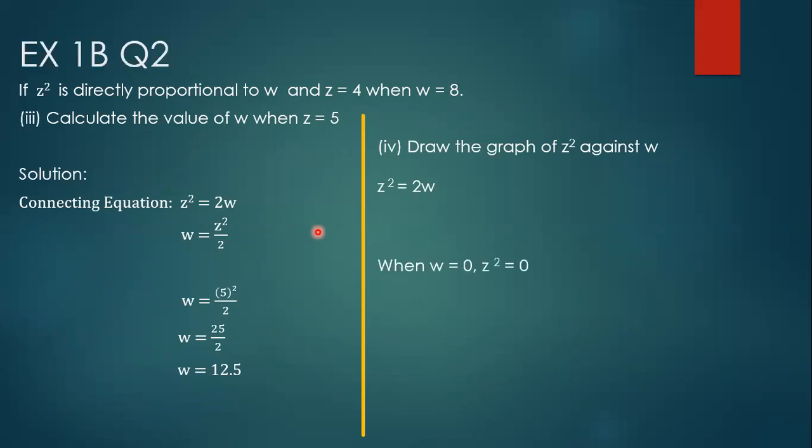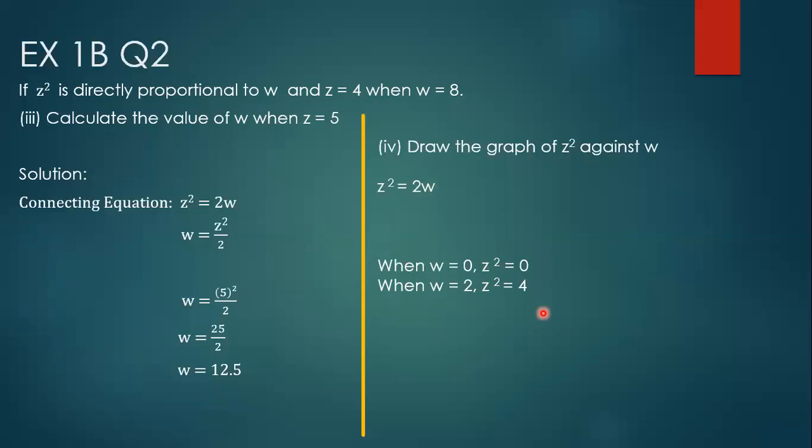So we have to take two values. Remember, direct proportion graph is always a straight line. So you can take any values of your choice and then you can draw the graph accordingly. But we are starting from 0. So if you replace w with 0, 0 multiplied by 2 is 0. So z square will also be 0 because you're comparing z square and w.